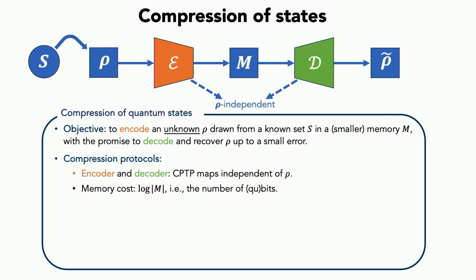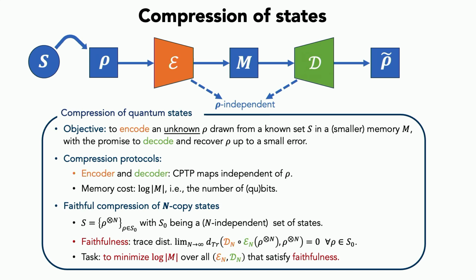Our memory cost is quantified by log of the dimension of M, which corresponds to the number of bits or qubits you're using. And we focus on n copy states, so our input states are of the form rho tensor n. We require the protocol to be phaseful in the sense that the trace distance between the output states and the original n copies must vanish in terms of n. Under this restriction, we ask the question: how could we minimize the memory cost? How could we minimize log of dimension?